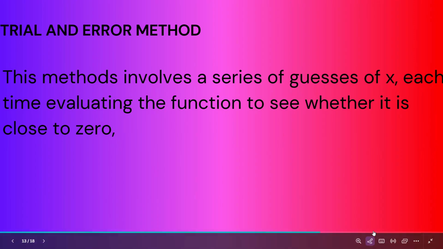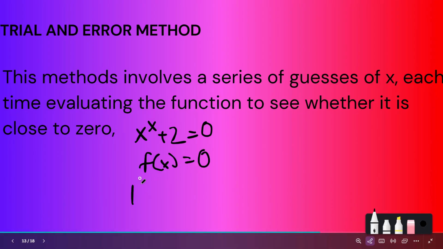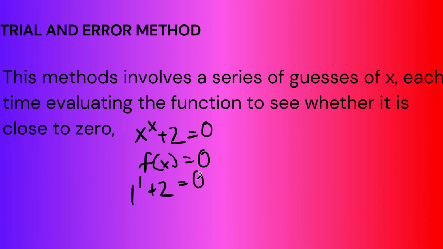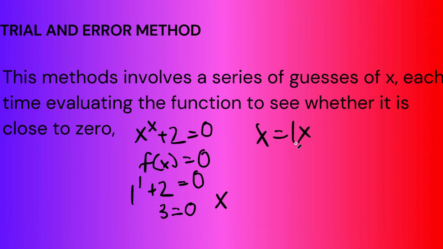Okay, for example, x plus 2 equal to 0. So f(x) equal to 0, so 1 plus 2 equal to 3, not 0. So that's x1. So x equal to 1 is not the answer, so it will become x equal to -1. So that's a simple one. So that's the example of the trial and error method.